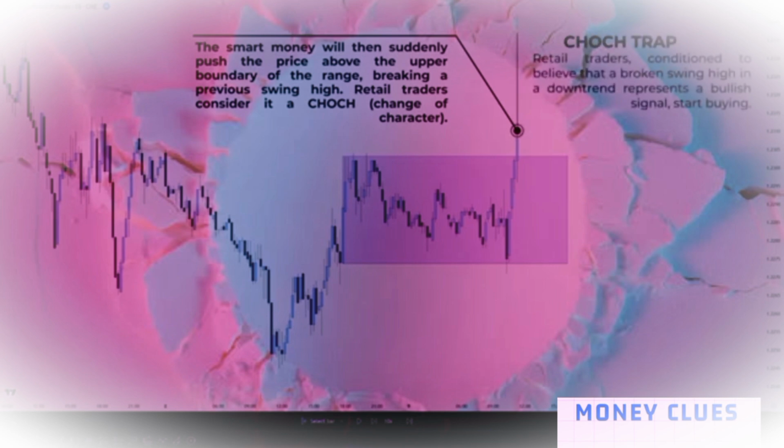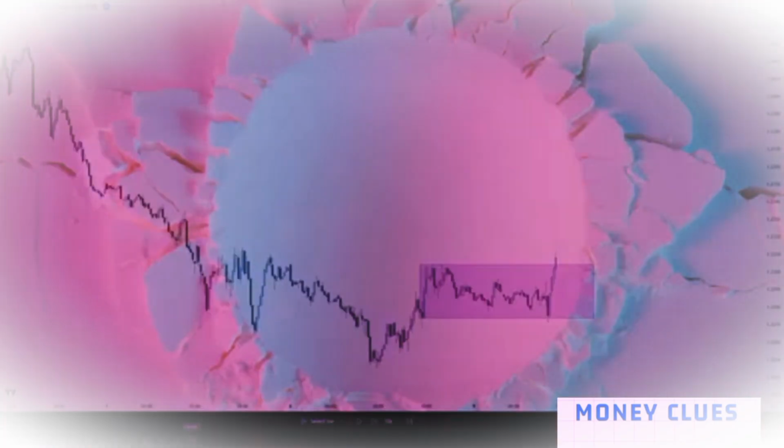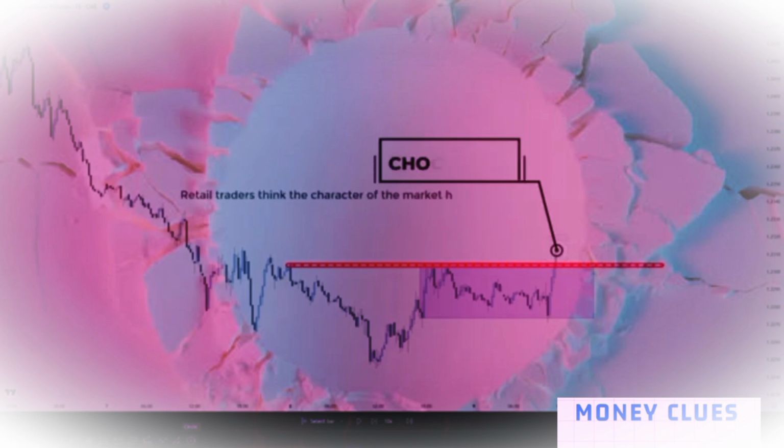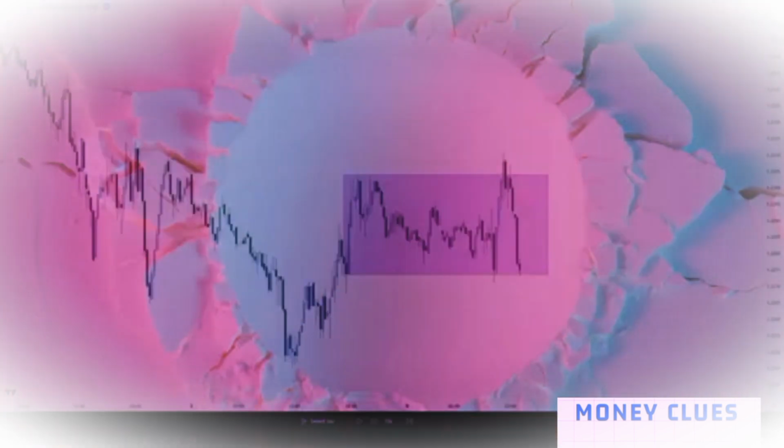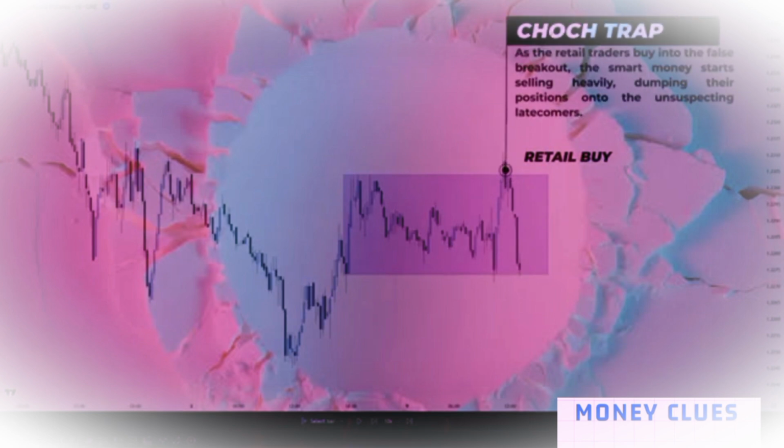Retail traders, thinking this break signals a bullish reversal, begin to buy in. They believe that the market's outlook has shifted from pessimistic to bullish, and they don't want to lose out on the projected increase. And this is precisely what the astute investors had been anticipating. As retail traders jump into the false breakout, smart money begins to sell aggressively, offloading their positions onto unsuspecting late traders. The price, unable to hold above the broken swing high, quickly declines. Therefore, retail traders are trapped in losing positions.